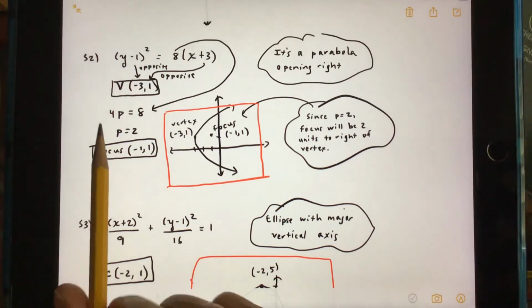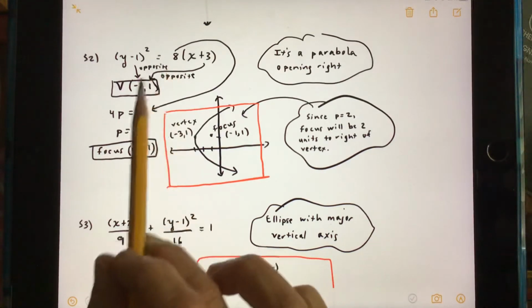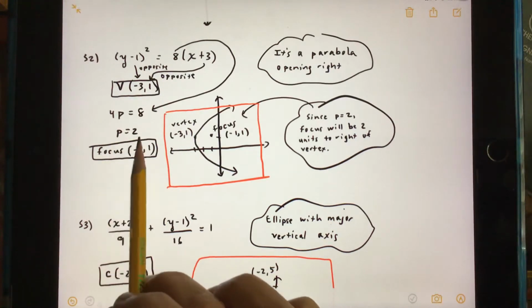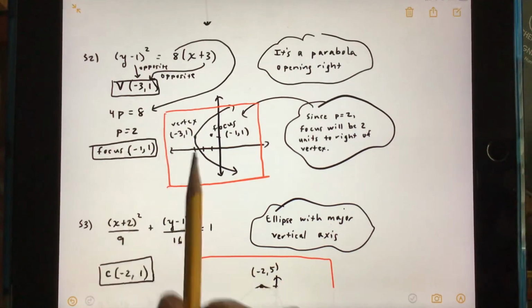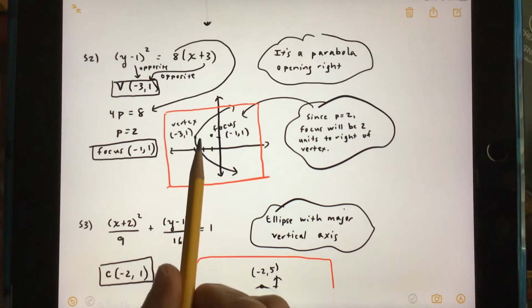To find the focus, we're going to remember that this number here is 4 times p, so 8 is equal to 4 times p. Dividing both sides by 4 gives us a p-value of 2. That means that our focus is going to be 2 spaces to the right. Our focus has to be inside of our parabola. That's how we know to move to the right.